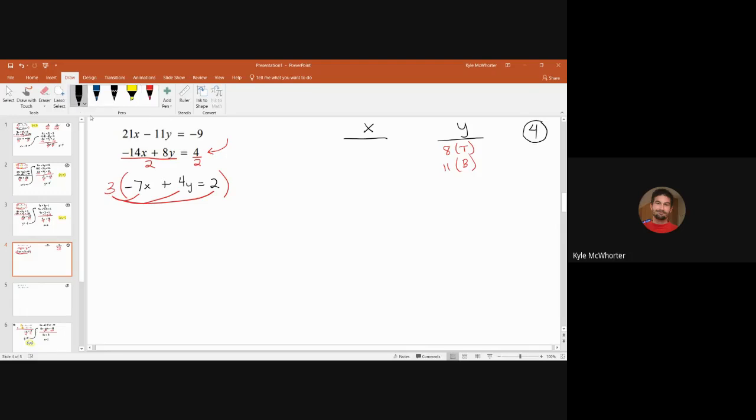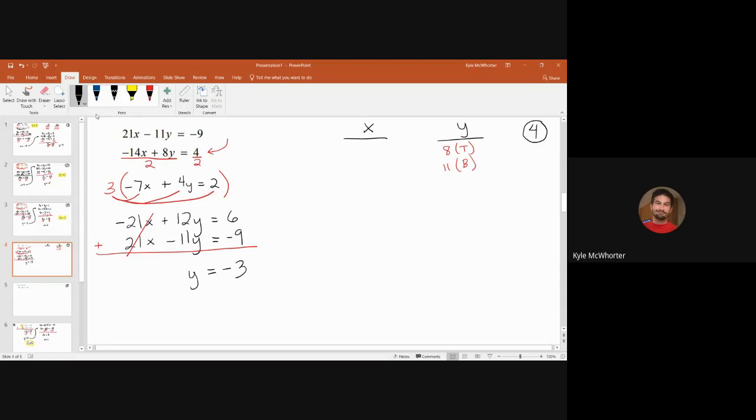So 3 times -7x, that's -21x. 3 times 4y, that's going to be plus 12y. And then 3 times 2 is 6. Now I'm going to write the top equation right under it. So 21x minus 11y equals -9. Now when we add these, our x's will cancel. 12y minus 11y is y. 6 minus 9 is -3.